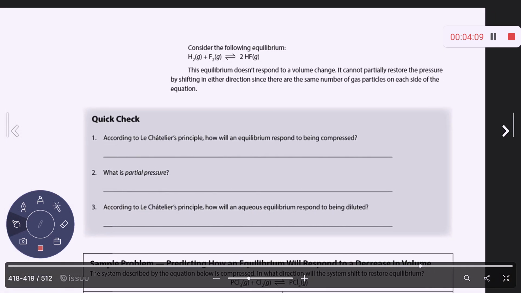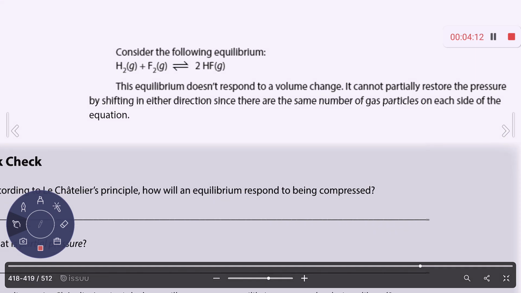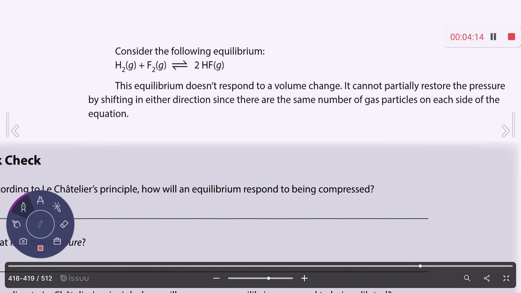At the top of the next page, they gave us a reaction. And what I need you to get into the habit of is counting the coefficients that you have. So what I'm going to do first is I'm going to highlight the states of matter just to emphasize the fact that this is a gaseous reaction mixture. It's at equilibrium because it has the double arrows. And then you'll notice that you've got coefficients in front of the H2 and the F2. They're ones, right? Add them together. And then that shows you that you have two gases on the reactant side. On the product side, I have a 2 in front of HF. So that means I also have two gases on the product side.